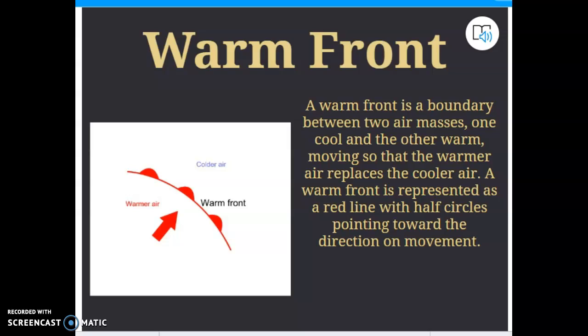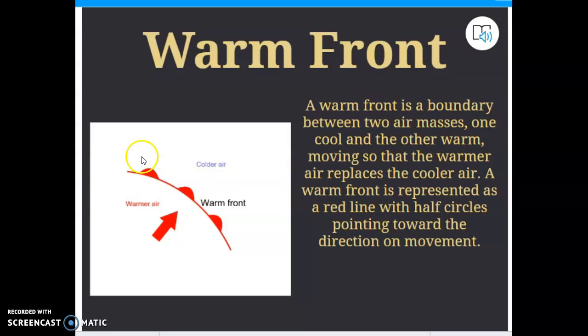Warm fronts. A warm front is a boundary between two air masses. Obviously, one of those air masses is warm. A warm front is the front part of the warm air mass. Does that make sense? If I have a big ball of warm air, the front of it is the warm front. And it's moving into an area of colder air. You'll have warmer air running into colder air.